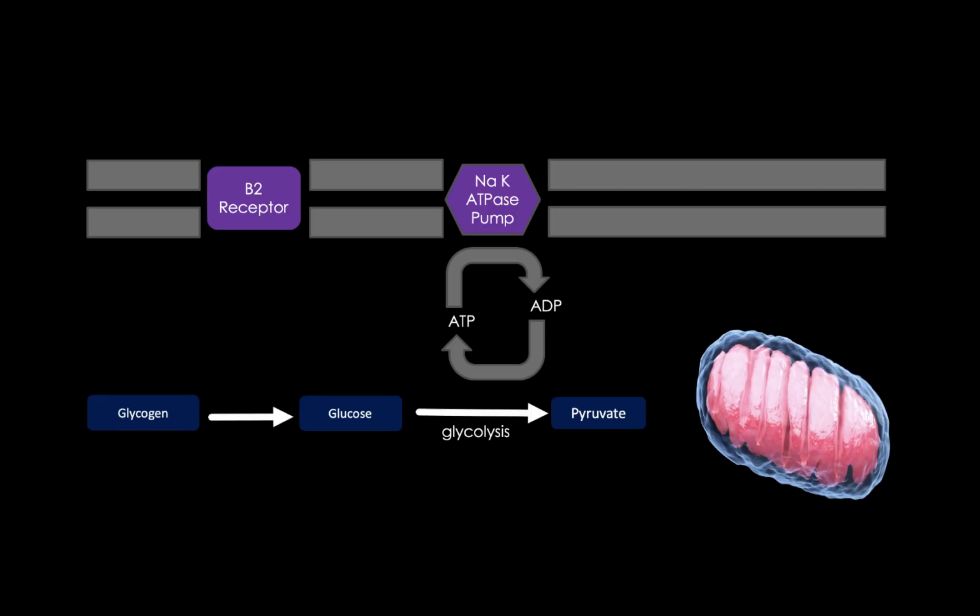Pyruvate then has 2 options. It can, number 1, go into the mitochondria, where it can be converted first to acetyl-CoA, then enter the Krebs cycle, and eventually the energy precursors produced during the Krebs cycle will be used during oxidative phosphorylation to produce 32 to 36 ATP, or pyruvate can be converted to lactate.